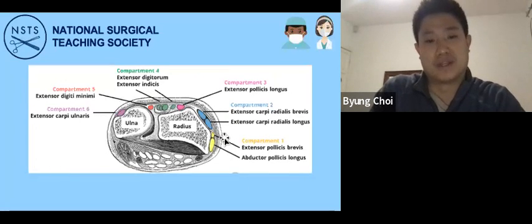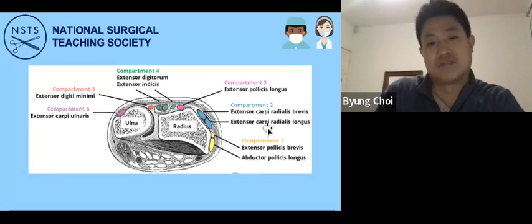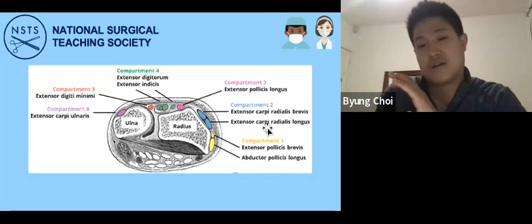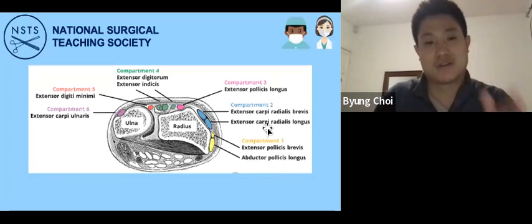And just knowing that compartment 1 is part of the anatomical snuff box, so you check those 2 off. Then, like in the anatomy of the flexor compartment in the anterior forearm, where you've got flexor carpi radialis and flexor carpi ulnaris sandwiching in between, I try to remember those 2 as the borders of 2 and 6, and then the 3 in between.